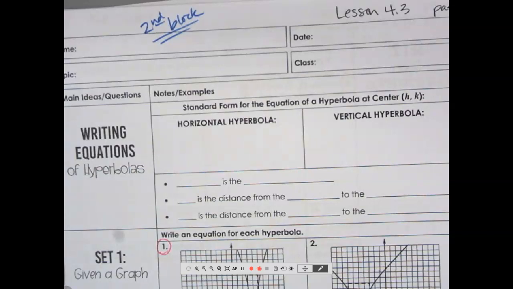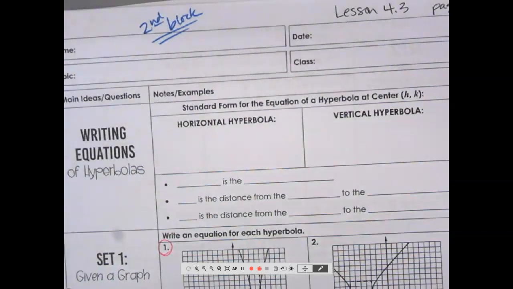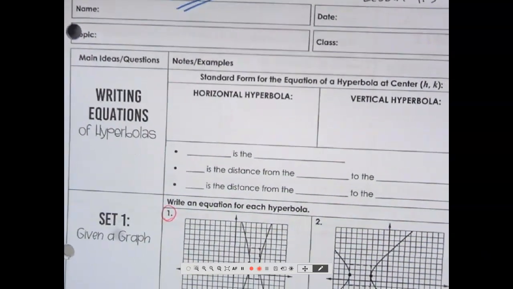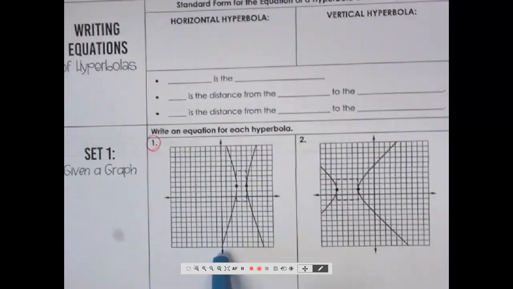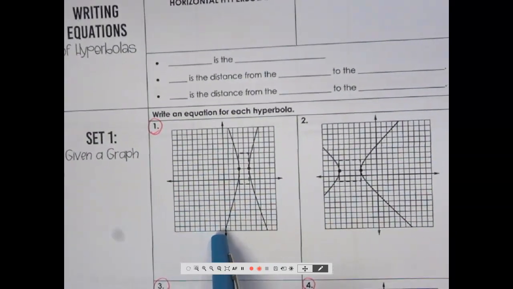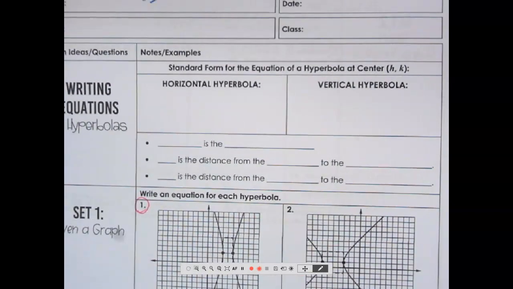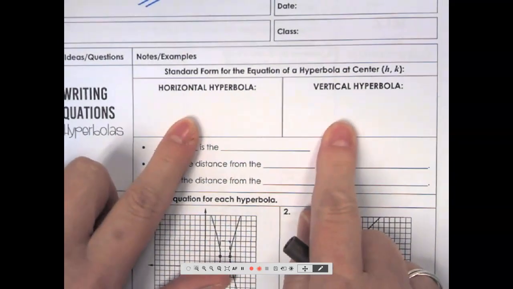All right, so finishing up with our notes on hyperbolas, today what we're going to focus on is writing equations of hyperbolas. Given a graph is what we'll start out with, and then we'll move to given certain information and characteristics about it, and we'll write the equation for those, just like we did for ellipse. Okay, so at the top of our notes, could you write these equations without peeking?